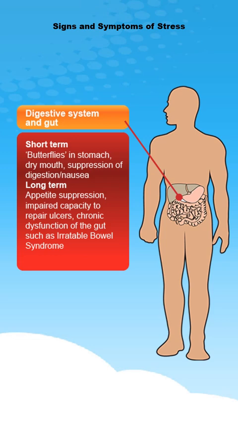Digestive system and gut. The short-term issues include butterflies in stomach, dry mouth, suppression of digestion, and nausea. Long-term issues can include appetite suppression, impaired capacity to repair ulcers, chronic dysfunction of the gut such as irritable bowel syndrome.